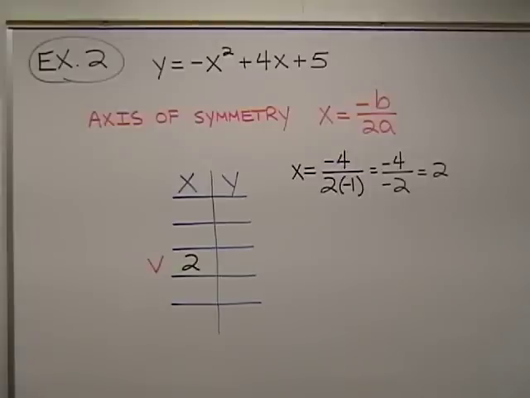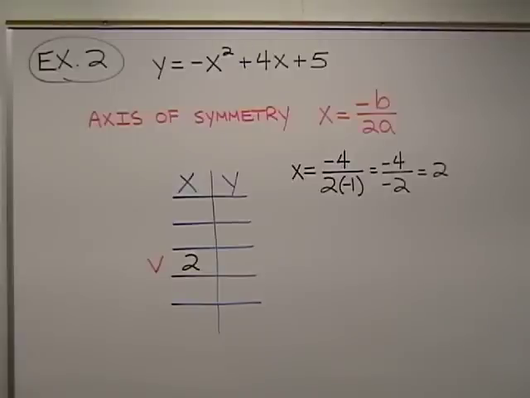Okay, let's try graphing a quadratic function where we have a negative coefficient for x squared. Now, I want to give you a helpful hint about these types of problems. When you have a negative coefficient for x squared, your parabola is going to open down. You notice that the previous problem, we had a positive coefficient for x squared. Our parabola opens up. So remember that.